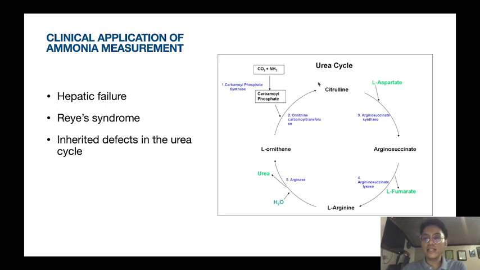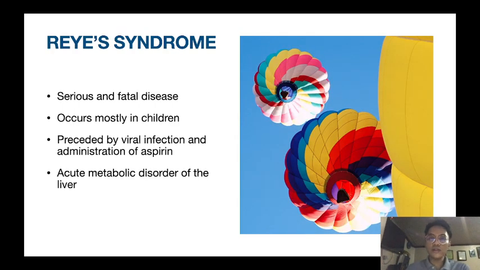So ito yung urea cycle, 'di ba? From ammonia plus carbon dioxide, it will go through the urea cycle to form urea. So when there are defects dito sa urea cycle, it will not become urea and will stay as ammonia. So when you have defects in the urea cycle, you will have increase in ammonia, which is toxic. Okay? So, what is Reye's syndrome?